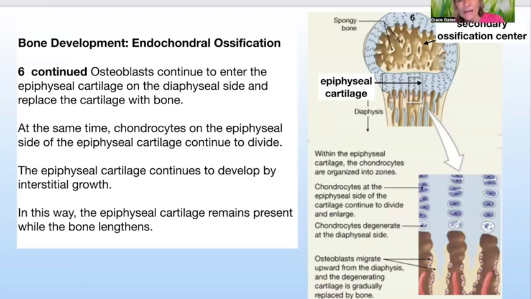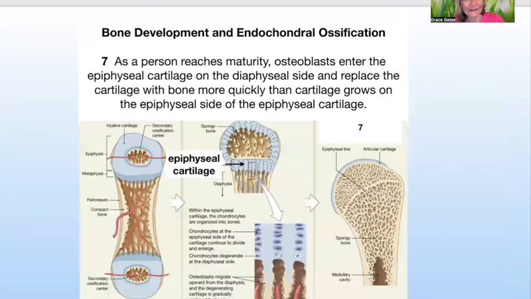6, continued. Osteoblasts continue to enter the epiphyseal cartilage on the diaphyseal side and replace the cartilage with bone. At the same time, chondrocytes on the epiphyseal side of the epiphyseal cartilage continue to divide. The epiphyseal cartilage continues to develop by interstitial growth. In this way, the epiphyseal cartilage remains present while the bone lengthens. Think about it.